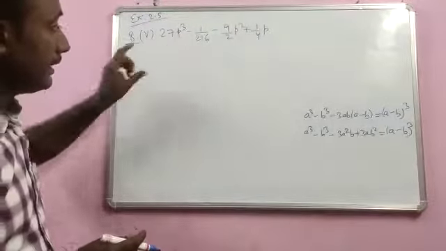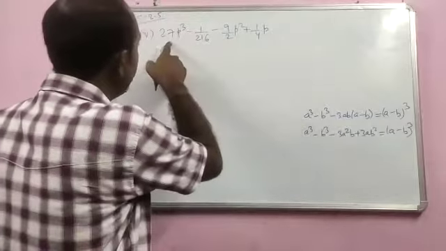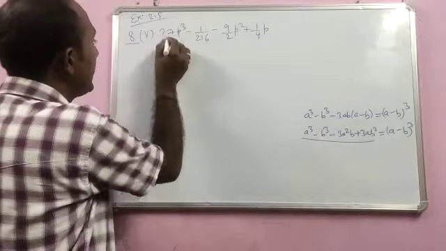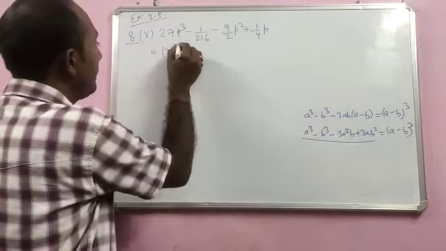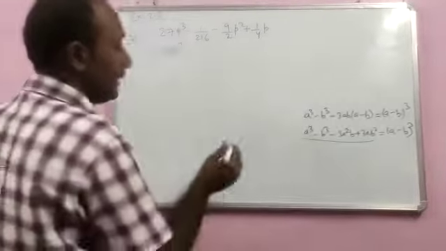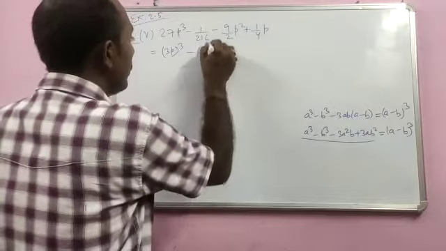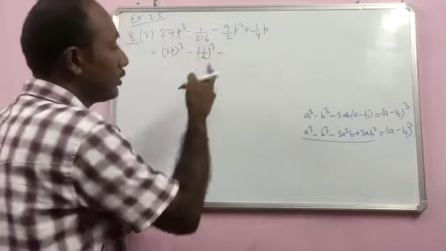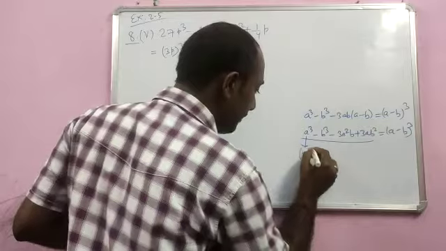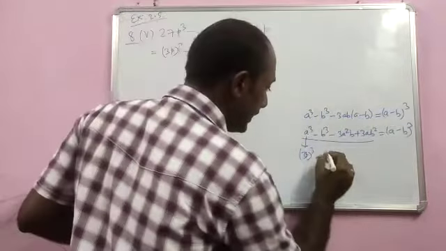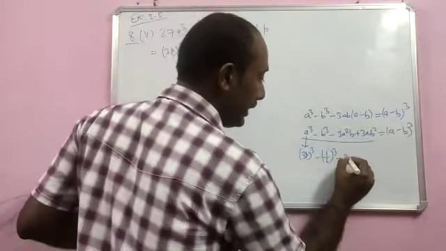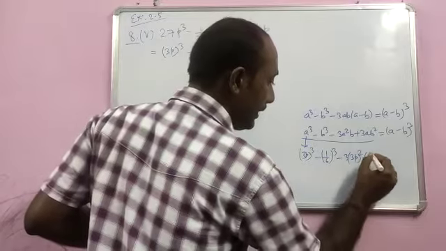Here, this particular expression can be converted into this form. Why? Because the first term, 27p cube, can be written as (3p) cube, since it is the cube of 3p. 1 by 216 can be written as (1 by 6) whole cube, because 216 is the cube of 6. So if I replace a by 3p, I get (3p) cube, and b by 1 by 6, it is (1 by 6) cube, minus, so next is 3a square b. So 3, a is your 3p and b is your 1 by 6.